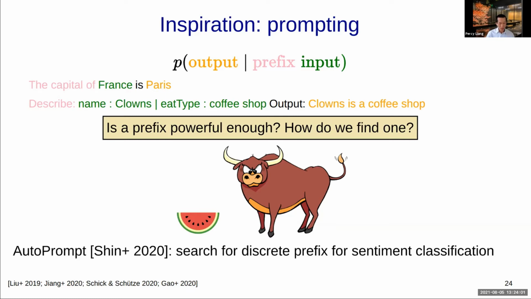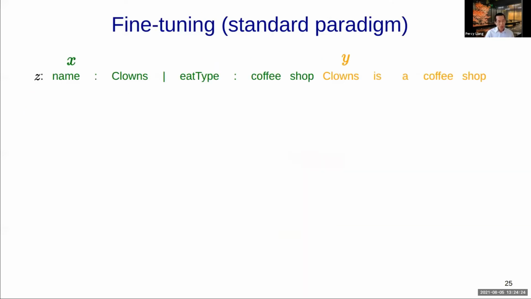There's this idea called AutoPrompt recently that does a discrete search over prefixes. They do it for sentiment classification, not generation. There's actually quite a bit of work that revolves around somehow optimizing these prefixes to get the model to do various tasks. So we're going to take another route, which is going to be closer to fine-tuning.